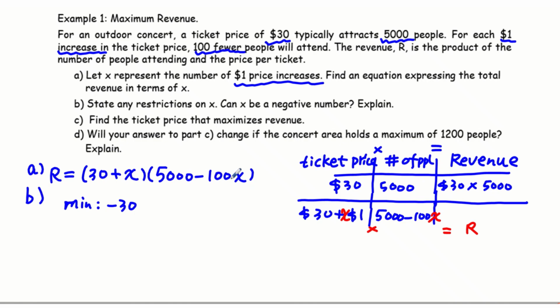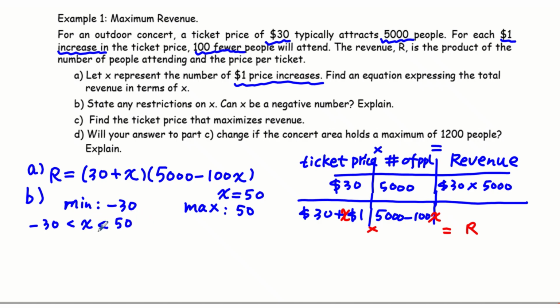increase. And for this part, we don't want the number of people to be negative, so we solve it. We have X equals 50. So you don't want to increase more than $50, because when you increase more than $50, you have negative people attending. So the maximum for the X times increase will be 50 times increase $1. So this is negative 30 less than X, then less than 50.